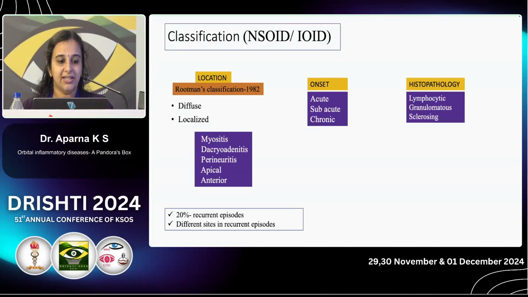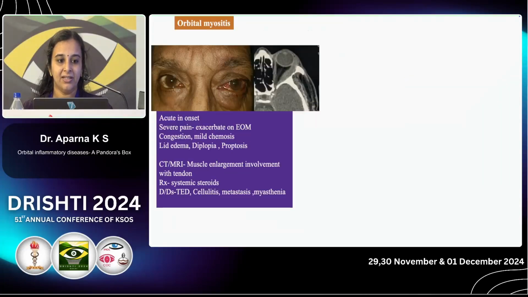Based on location, IOID can be classified into diffuse or localized, as in myositis, dacryoadenitis, perineuritis, apical, and anterior. The common one, myositis, presents with an acute onset of painful eye movements, congestion, chemosis, and so on. Imaging shows muscle enlargement with involvement of the tendon.